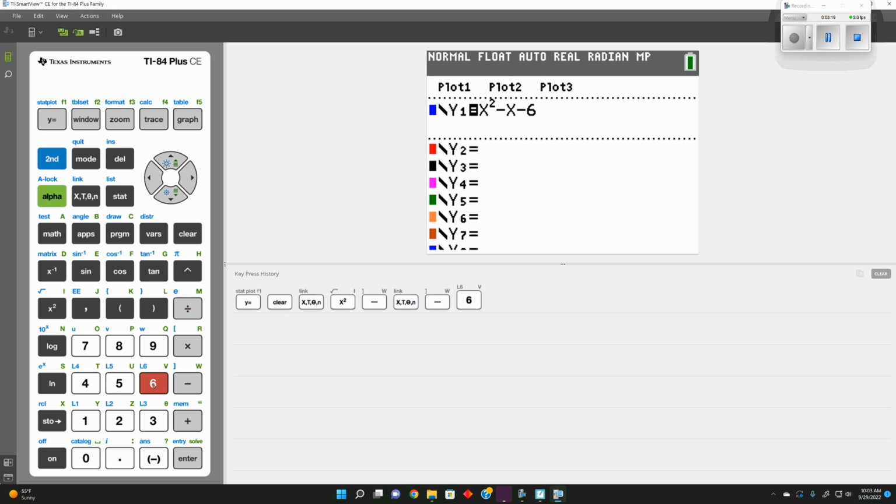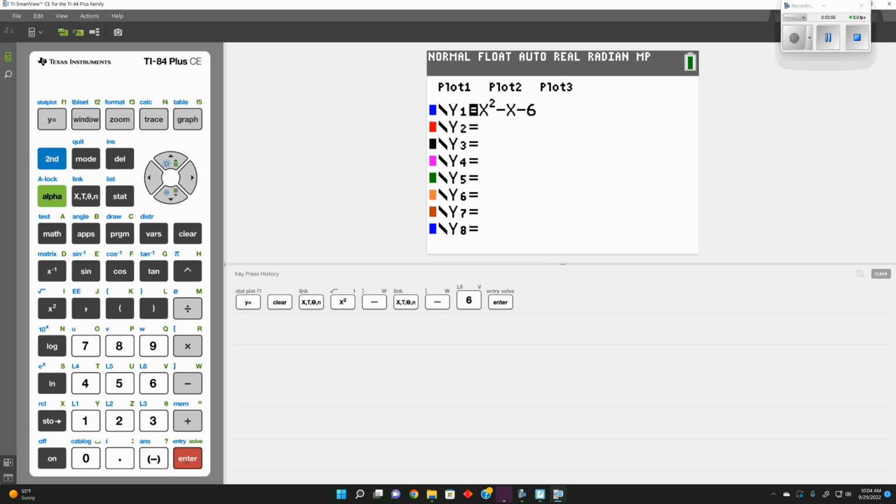Any questions on this so far? Were we all able to type the function in? X squared minus x minus 6. You can go on and hit enter once you get it typed in. So the square button is there.